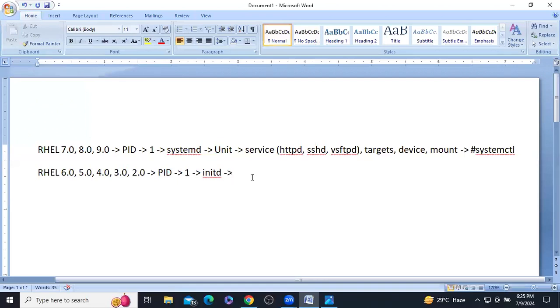Coming to initd, service is a command. It will manage the initd objects or units. So got it, guys? Systemctl is a command that manages systemd objects, and service is a command that manages initd objects, right? Simple. How is it going to manage?